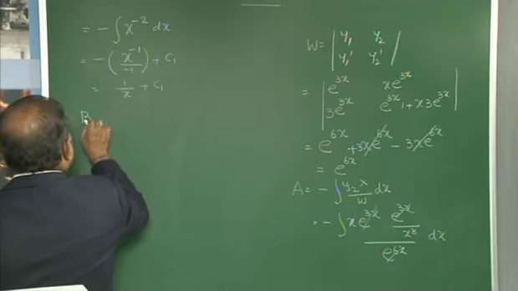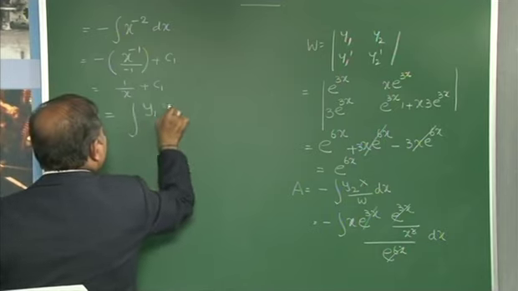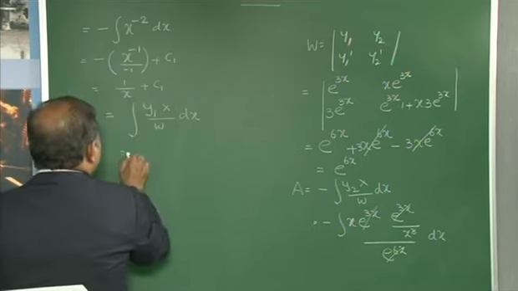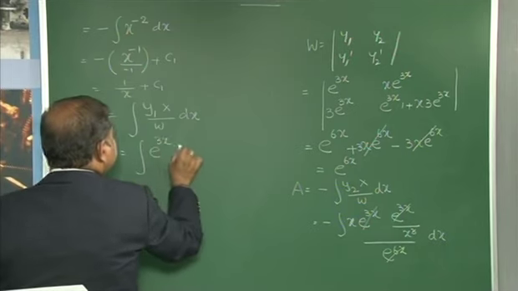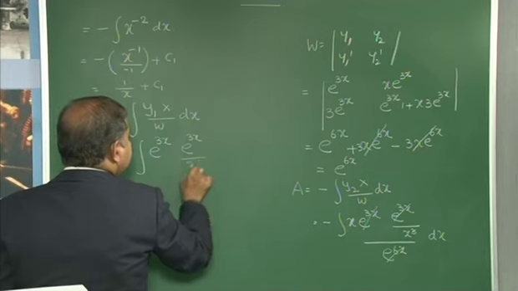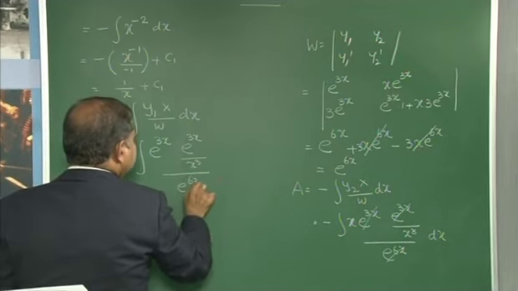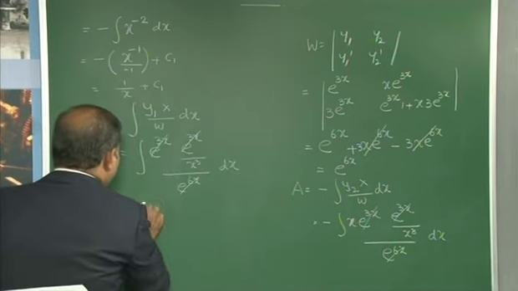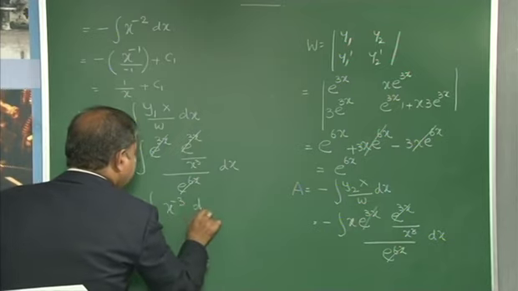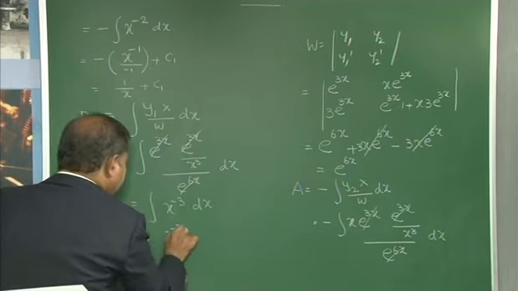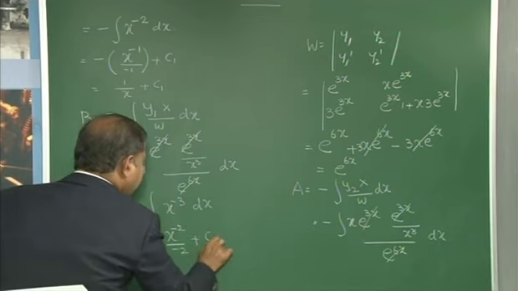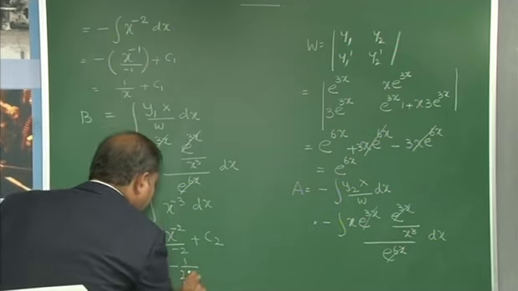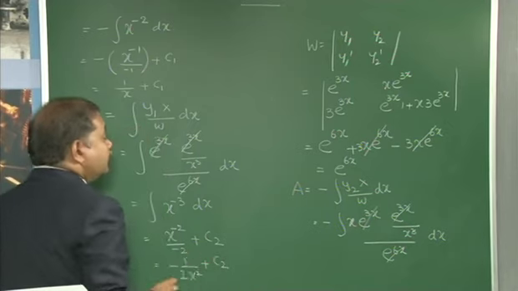Then B. What is B? Integral y1 capital X by W into dx. What is your y1? It is only e power 3x, again e power 3x by x cube by e power 6x dx. This gets cancelled. X cube as previous one, take it to the numerator, integrate it, x power minus 2 by minus 2, x power n plus 1 by n plus 1. So, how I can simplify? 1 by 2x square plus c2.